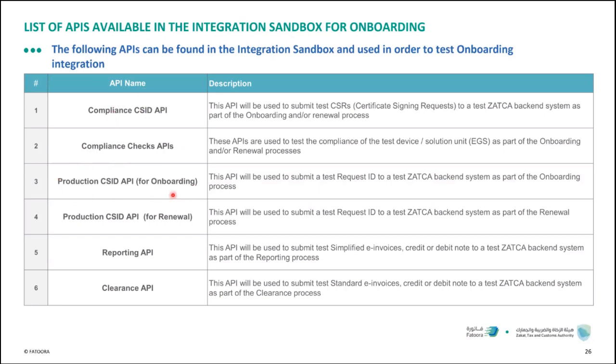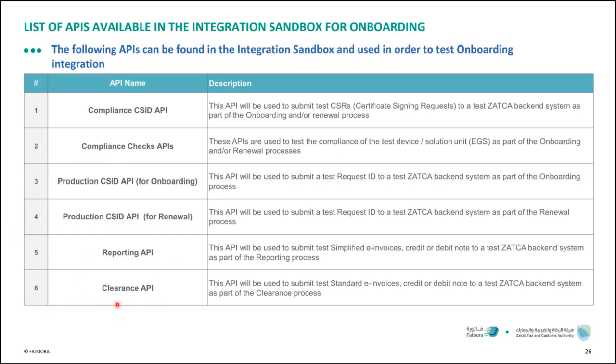Once you have received the production CSID, this is a confirmation that your devices can start issuing invoices through API 5 and 6. So 5 is for the reporting API, as we mentioned previously. This is the B2C, and 6 is for the clearance APIs.